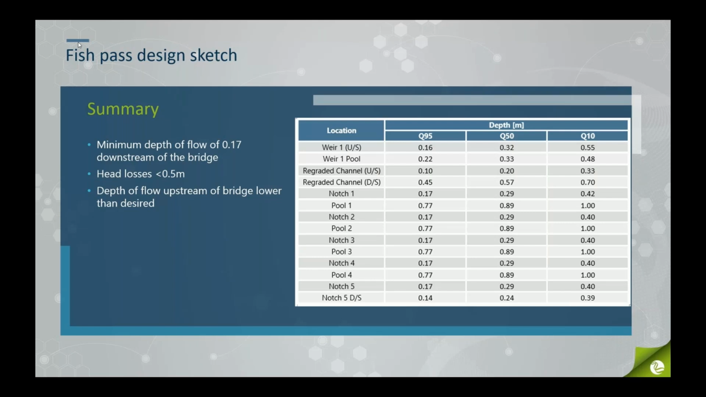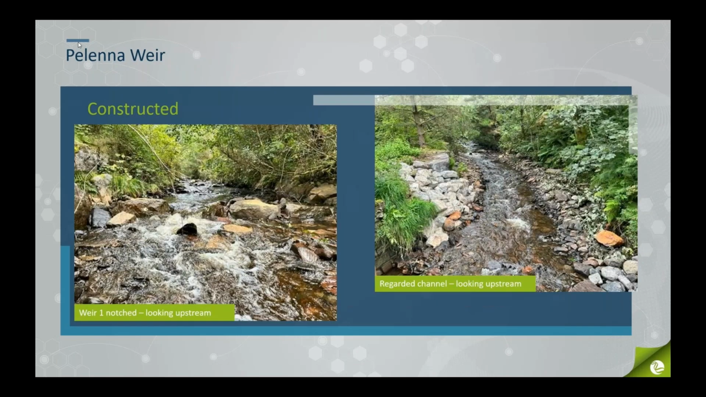Probably the one issue that did still remain is that in that regraded channel upstream of the bridge in the Q95, we've only got 0.1 meters depth of flow, which is below really the minimum requirements. But by the time we get to Q50, that has increased to 0.2 meters, which is much more fish friendly. And so I've got some photographs again of the results once it was constructed.